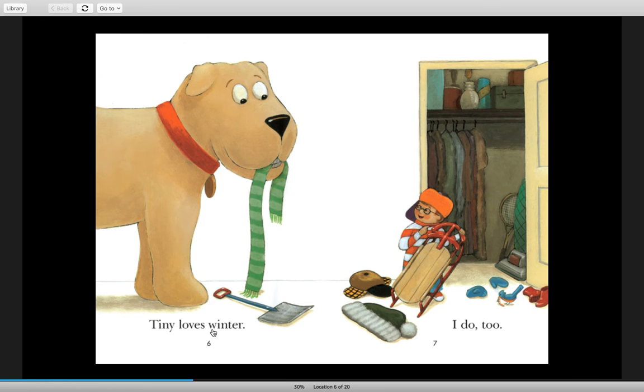Now, if we look at this word winter and we don't know what that is, we can look and see and use some clues to help us figure it out. If you see the sled and the scarf and the snow shovel and the hats, those are all things that we use in the wintertime when it snows.